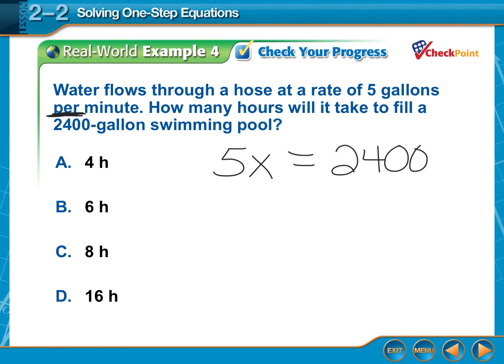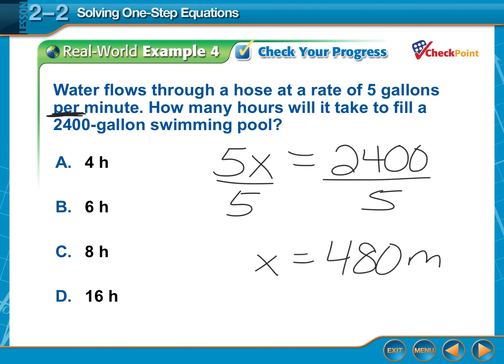5 and X are multiplying, so the opposite would be to divide. What's 2,400 divided by 5? 480. So that's 480 minutes. Now we have to do what? Divide it again by 60. Why do you divide by 60? There are 60 minutes in 1 hour. So we need to divide this by 60. What do you get? 8. Good catch.